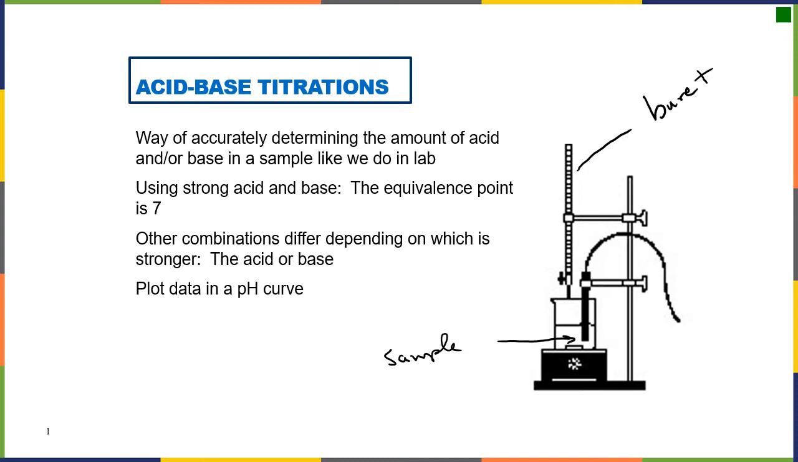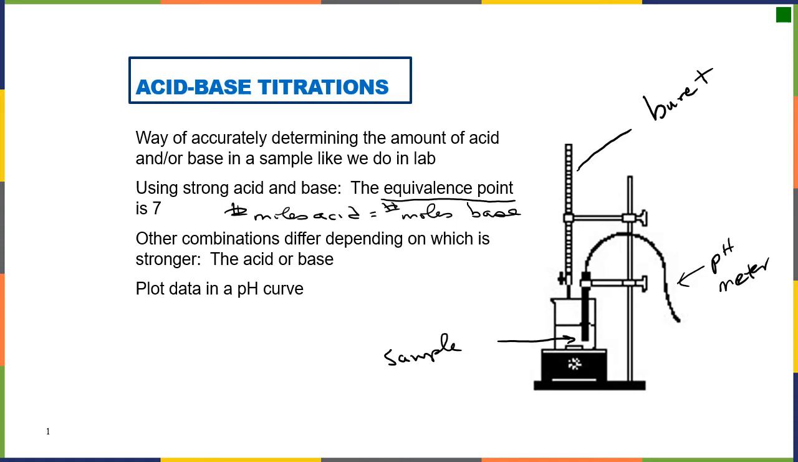We do this in lab. We're going to do it on a little plate that will stir for us, and we're going to keep track of the pH using a pH meter. We can also add an indicator and figure out when the pH is going to change. When the number of moles of the acid in our sample are equal to the number of moles of base that we have added, we are at the equivalence point. This is where the moles of the two are equal.